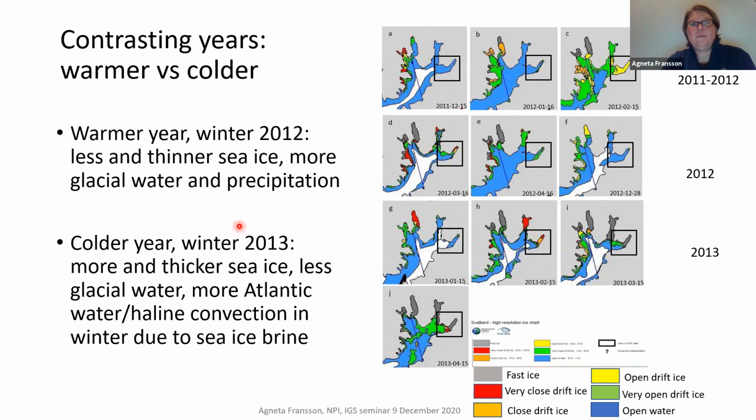But for the colder year, winter 2013, there was more and thicker sea ice, less glacier water and more Atlantic water, and Hallandic convection with mixing due to ice formation and sea ice brine. If you look at this preconditioning in January, the blue is open water, same as in 2012, but it was really cold and started to freeze, and it was closed drift ice in February and very close drift ice in the inner part of the fjord, and it formed fast ice in March, which continued until April 2013.